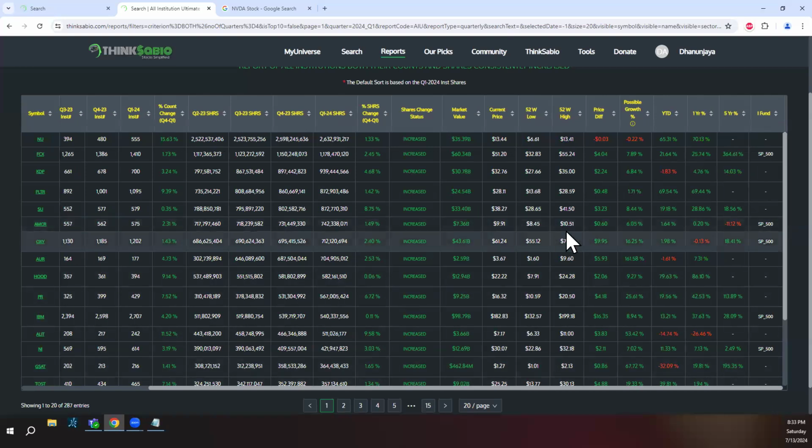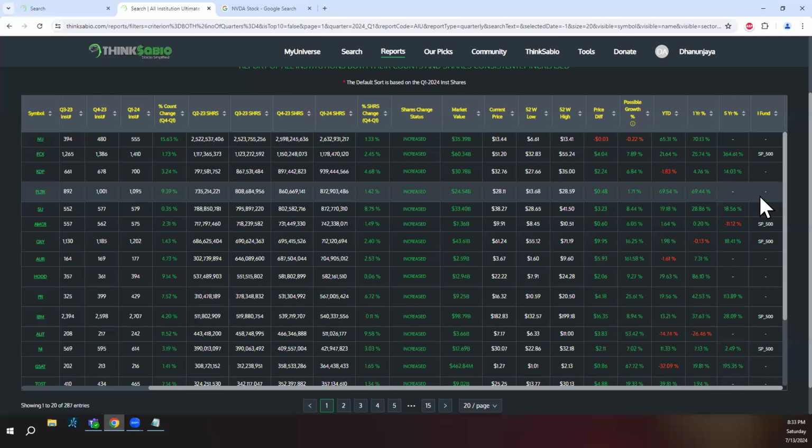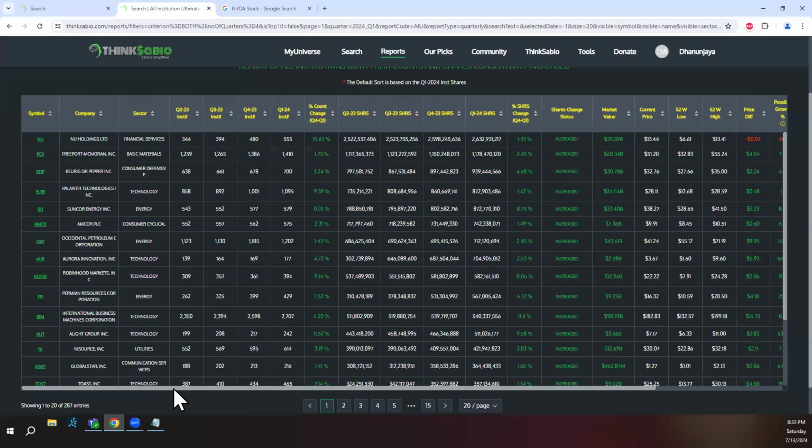So this AMCR, year to date, is just turning positive, and it's an S&P 500 stock. You see, I got some options here. Similarly, PLTR, it's performing good, etc. And if you see PLTR, see the counts.